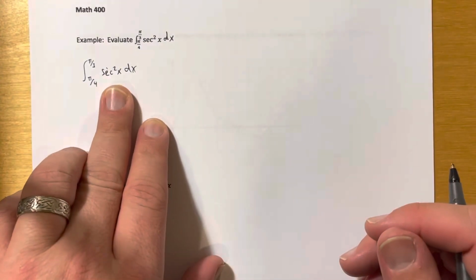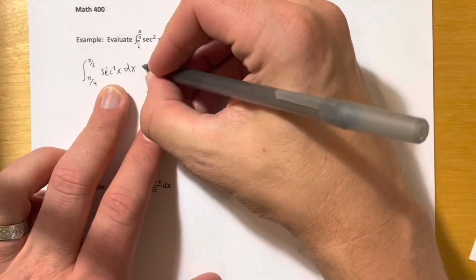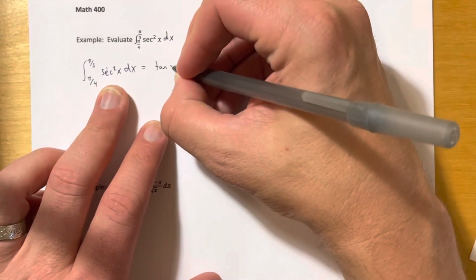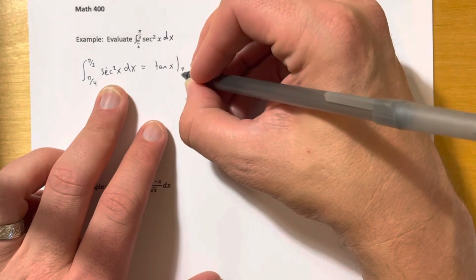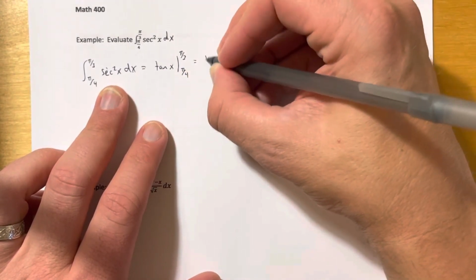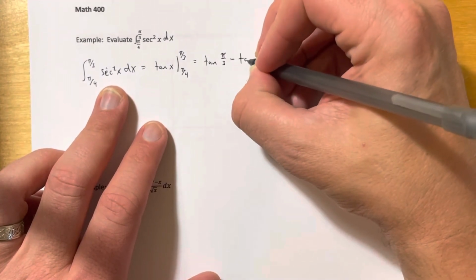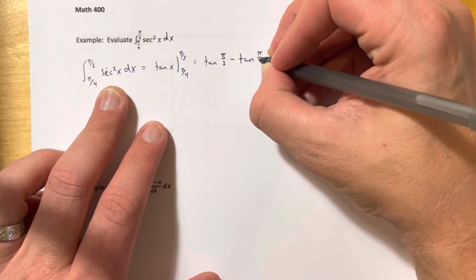Secant squared should ring a bell. That's the derivative of the tangent function, so its antiderivative would be the tangent function. Tangent of x from pi over 4 to pi over 3, which is the same thing as tangent of pi over 3 minus tangent of pi over 4.